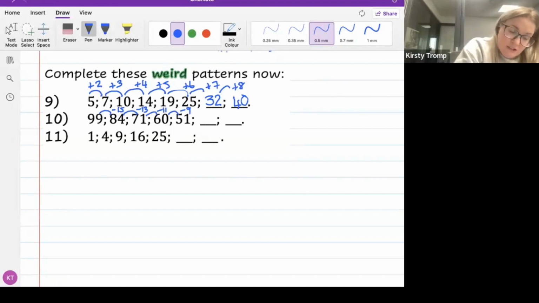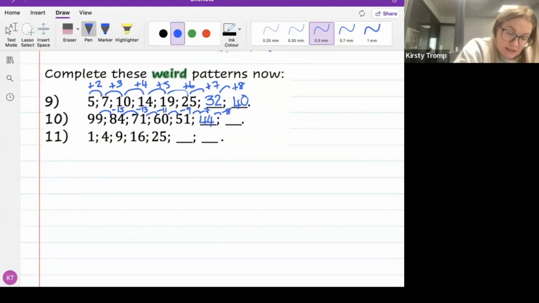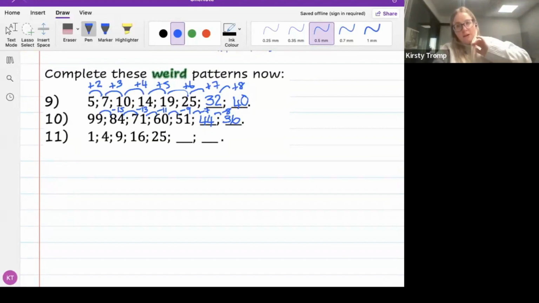So what's the next thing I need to do? I need to minus 7. So 51 minus 7 will give me 44. And then what do I need to do? I need to minus 8. 44 minus 8 will give me 36. Okay, so we're minusing 2 from the rule each time. Well done, Katleho. Very, very good. Well done. Last one for tonight.